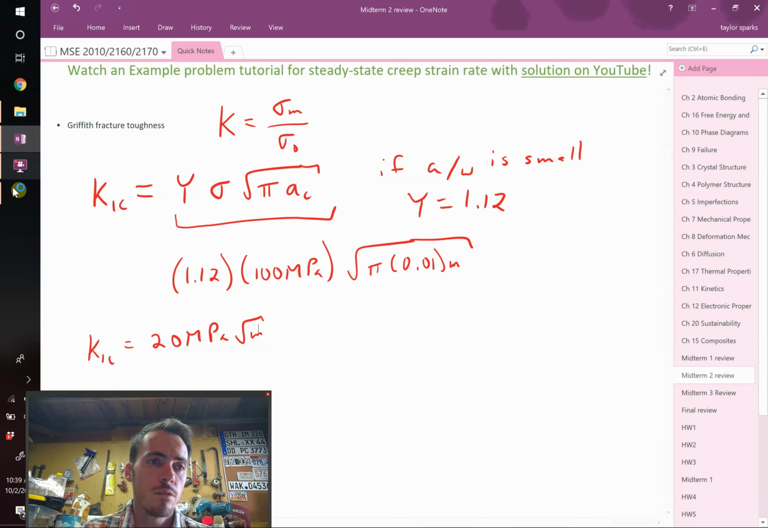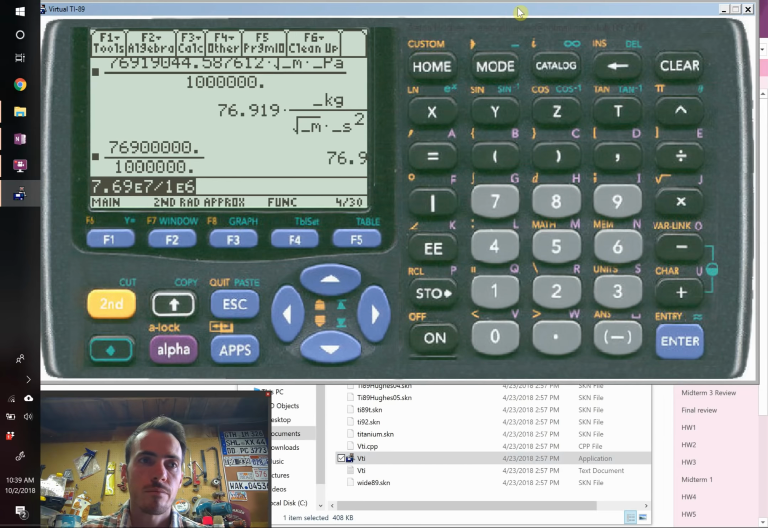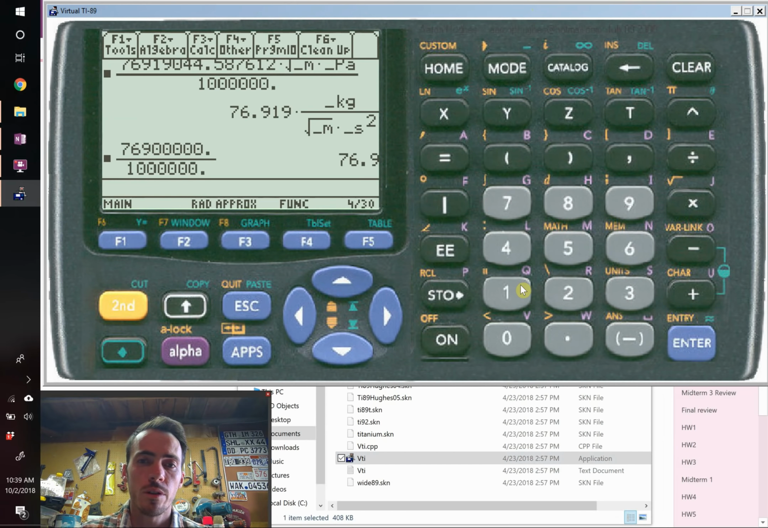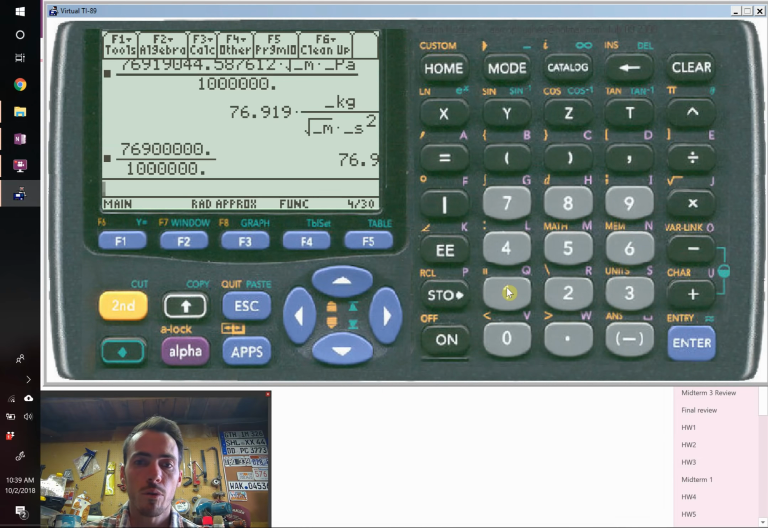To figure that out, we're going to pull up our calculator and punch in the right-hand side of the equation, and see if it's larger than the left-hand side of the equation. The left-hand side is currently 20 megapascal root meters, and the right-hand side we're going to solve for real quick. So it's going to be 1.12 multiplied by 100. We could put in the units of pascals we want, so we could say e to the 6th.